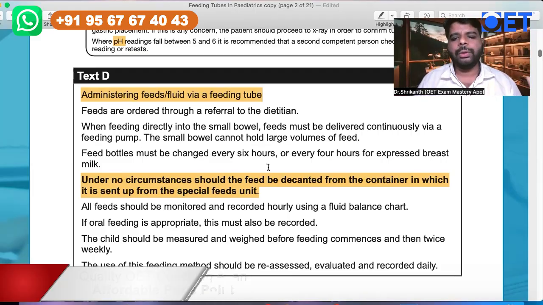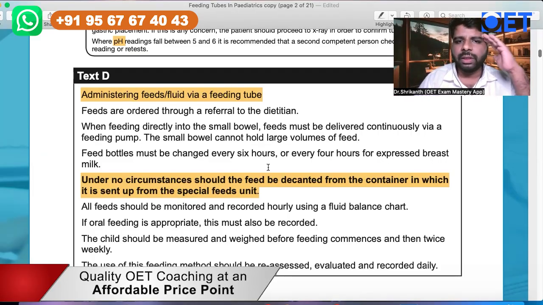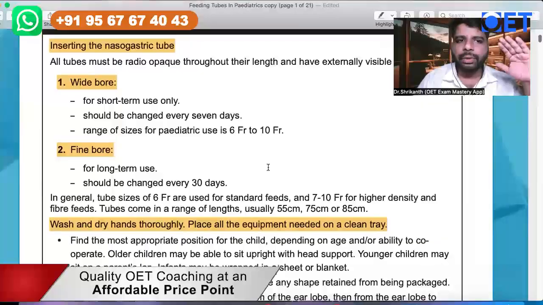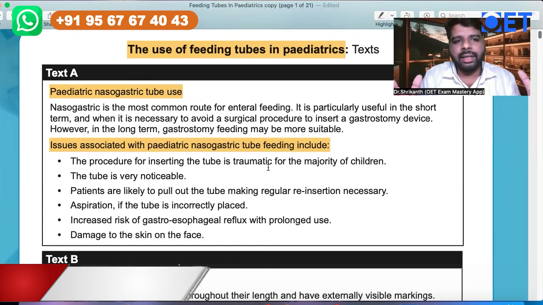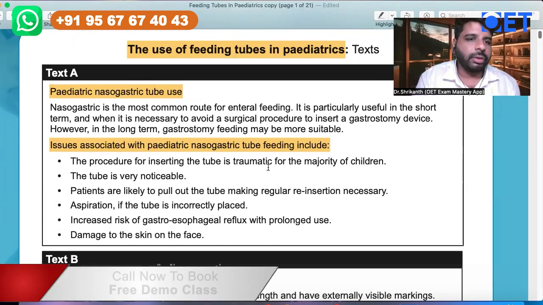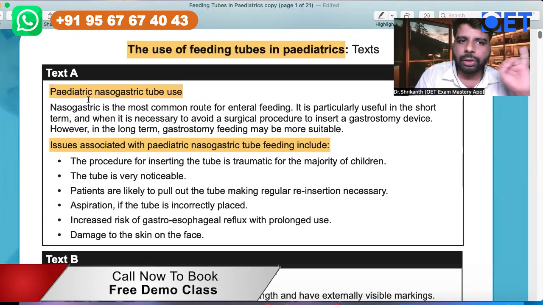Instead, when they tell you your 15 minutes time starts now, with a very cool, calm mind, you just read the headings over here. Now, you see, within the first 30 seconds, you have a clear idea of what to expect. So, text A is about introduction to nasogastric tubes and problems.